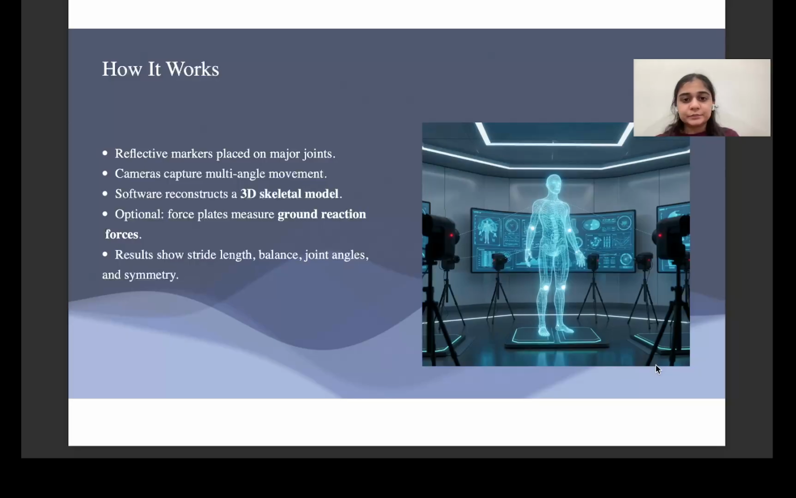So how does it work? You can see the image here for reference. The process starts with placing reflective markers on specific anatomical points, and then the infrared cameras track the movement of these markers in space, and the patient walks on a force plate. You can see here, and this is all calculated by software. There's software that converts the movement into 3D coordinates to calculate the joint motion, speed, symmetry, everything.